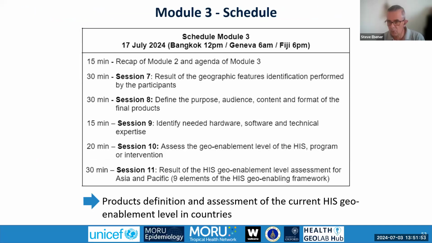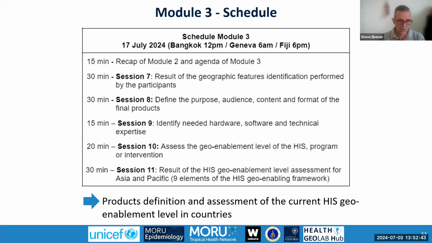Okay, last thing I need to do is to show you the schedule for the third module and the agenda. So the next module is in 2 weeks, 17th of July, same time, same place, in a way. In this module, we will be looking at the products, the definition of the products, right? The GIS-based geo-related products. And we will look at their purpose, audience, content, and format. How do you define all of these through the geo-enablement? And we will talk also about the equipment and technical expertise needed to generate these products.